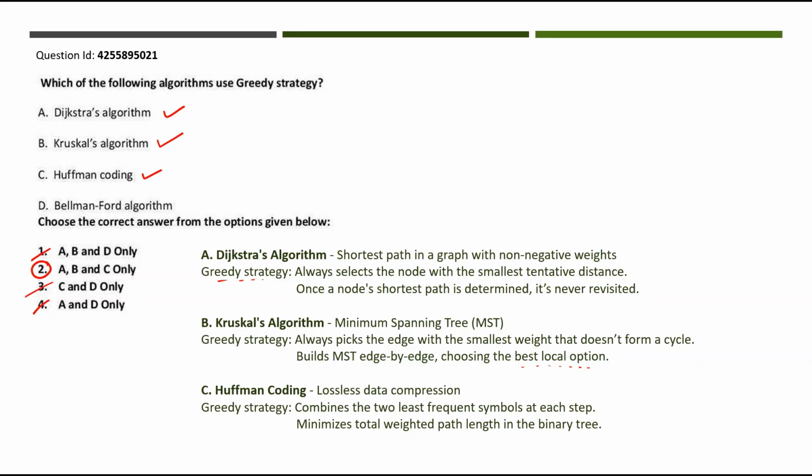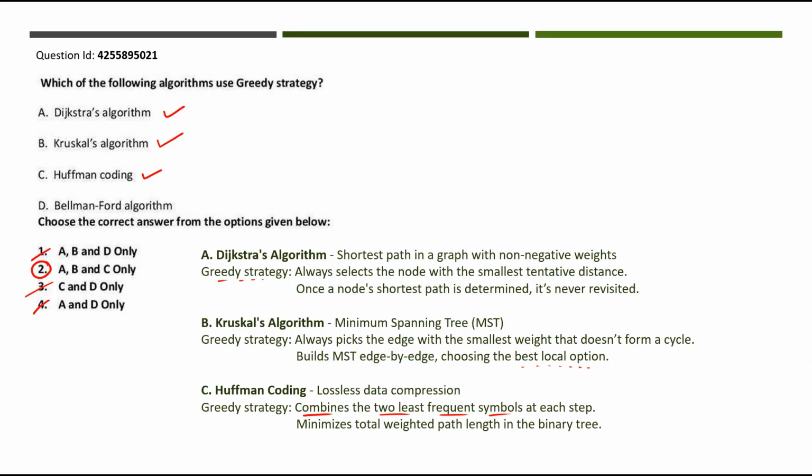Now we will learn about Huffman coding. This is for lossless data compression. The greedy strategy here is it will combine the two least frequency symbols at each step. This minimizes the total weighted path length in the binary tree. So the greedy strategy applied here is combining the two least frequency symbols. When you went from A to F in Huffman tree construction, A, B had the least frequency. So you picked them. After combining them into an internal node, we picked the C and D which had 12 and 13. This is what they mean by greedy strategy.